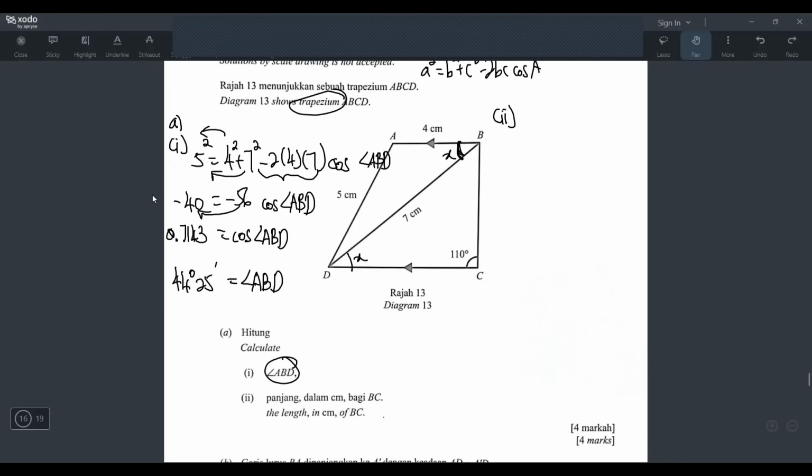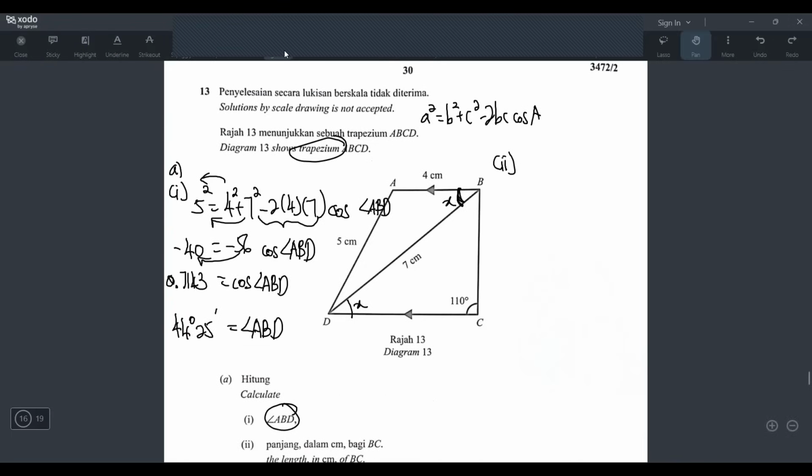Okay, what about the second question? Find the length of BC. So the length of BC is this one. All right, I should label my answer just now, right? So I already know the angle is 44 degree 25 minutes. It means I can label here and I can label here also, right? And now they want to find the length of BC, which is this one. So how to find this length?